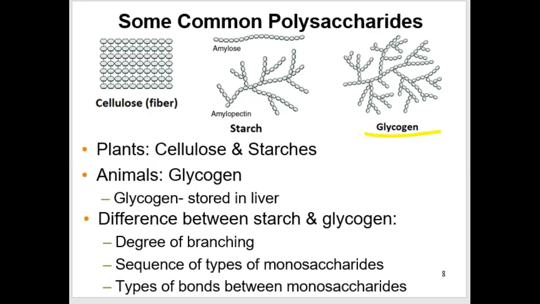Cellulose and starch are both found in plants, and cellulose is really quite compact and linear. We can't digest it with enzymes anyway, but it's good for fiber. Starch, you'll notice, has a lot of branching, a lot like glycogen. So what is really the difference? It is the degree of branching. That's the main difference between what you find in like potatoes for starch and what you find in our livers.